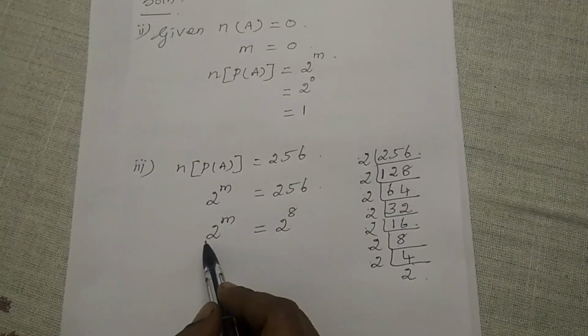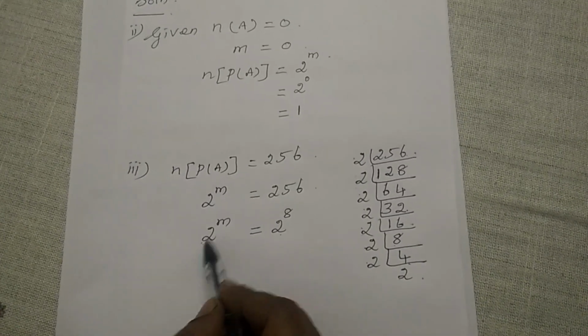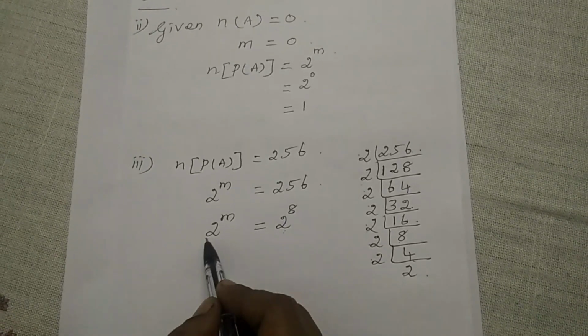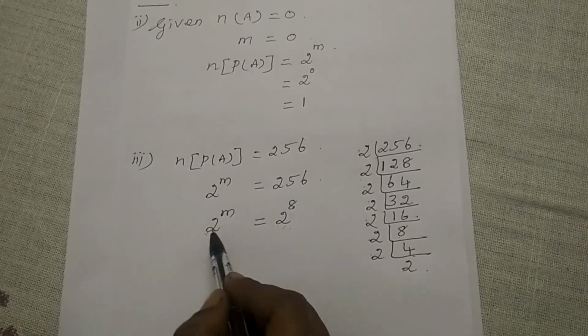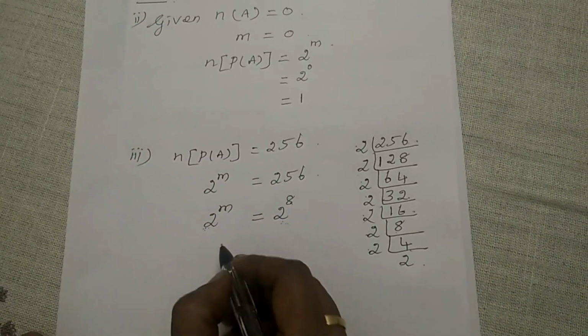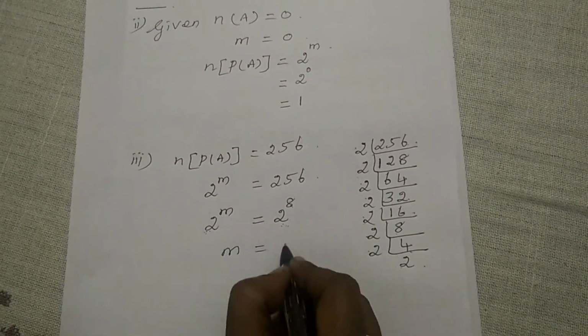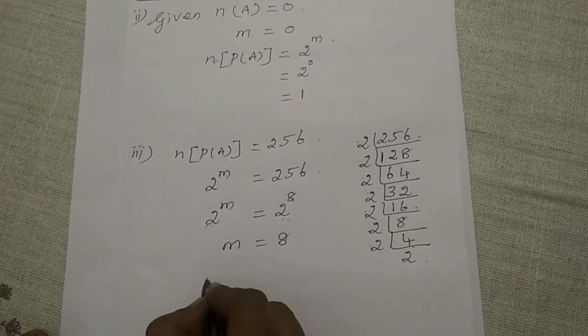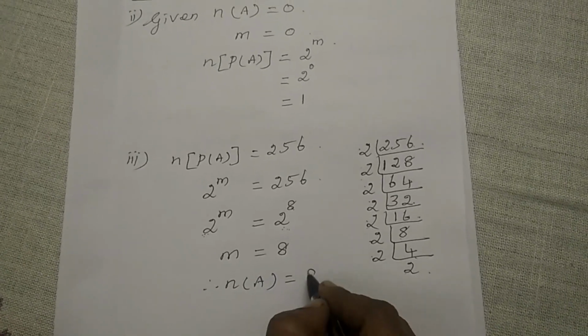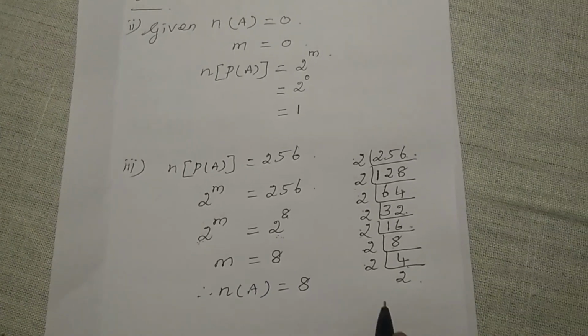Therefore, here the bases are equal. Here 2 power n, here 2 power 8, we got 8, isn't it? So, if the bases are equal, then the powers are also equal. Okay. So, we can write n equal to 8. Therefore, n of A is equal to 8. Have you understood?